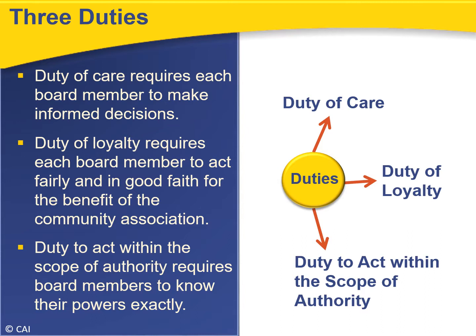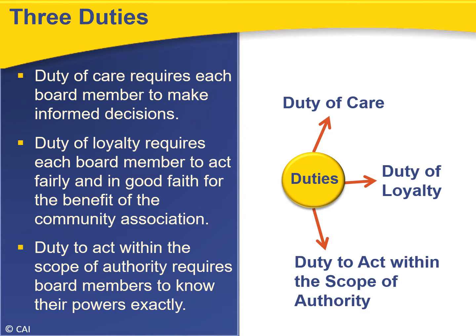The duty of loyalty requires each board member to act fairly and in good faith for the benefit of the community association, rather than for the benefit of any individual or for personal gain. For example, you cannot help a friend land a service contract with the association. This would be a conflict of interest. The duty of loyalty also requires the protection of confidentiality. If there is any question as to whether a relationship you have is a conflict of interest, disclose it. If it has any appearance of conflict, abstain from voting on matters relating to that relationship.